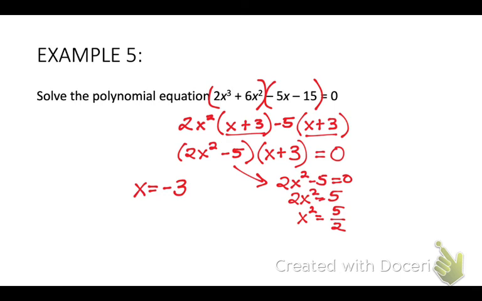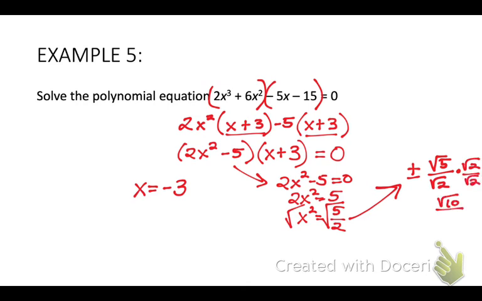How do we undo a square? Square root both sides. So I get plus or minus the square root of 5 over the square root of 2. How do I rationalize that? Multiply by square root 2, top and bottom. So root 10 over 2. So my solutions are negative 3, negative square root 10 over 2, and positive root 10 over 2.